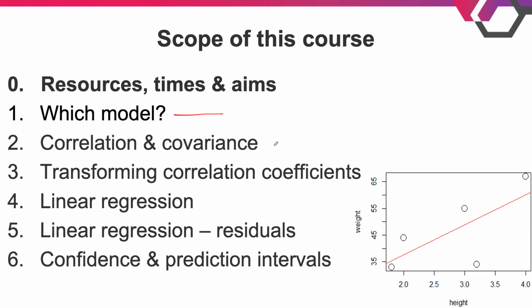We'll look at how correlation and covariance are interlinked concepts, like the covariance leads to our calculation of the correlation coefficient. We'll look at how we can transform correlation coefficients into t-stats and Cohen's d-stats as well. We'll look at linear regression and how we can decipher aspects of linear models. We'll look at the residuals left over from that kind of linear regression, and then we'll look at the confidence intervals and prediction intervals as well.